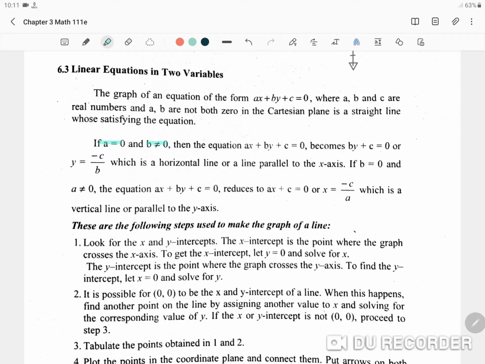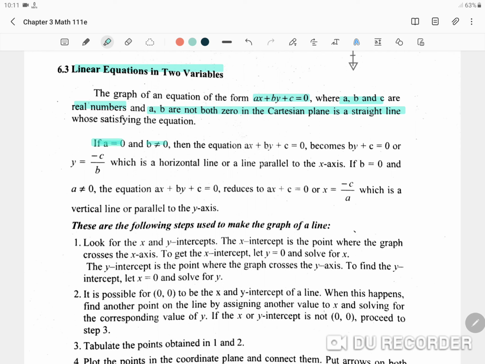So today, we will deal with linear equations in two variables. The graph of an equation of this form, ax plus by plus c, kung saan yung a, b, c natin are real numbers and a, b are not both equal to 0, then ito siya is considered as a straight line in the Cartesian plane, satisfying basically the equation itself.